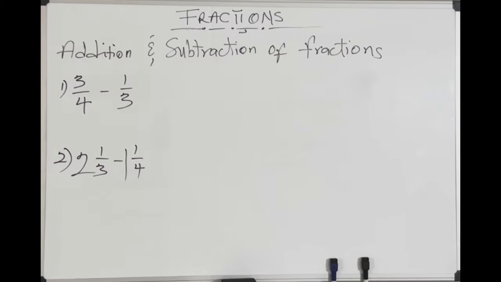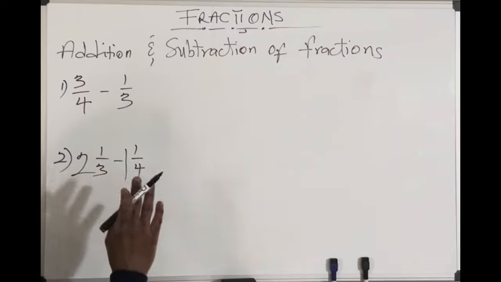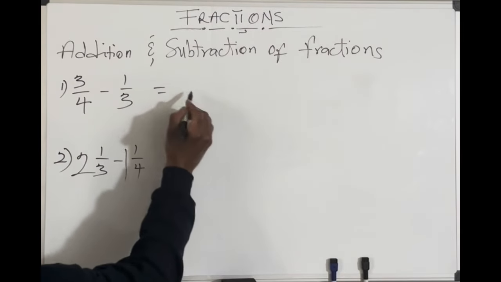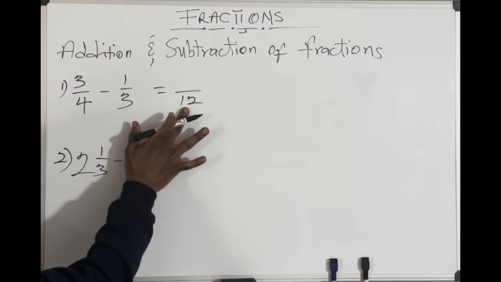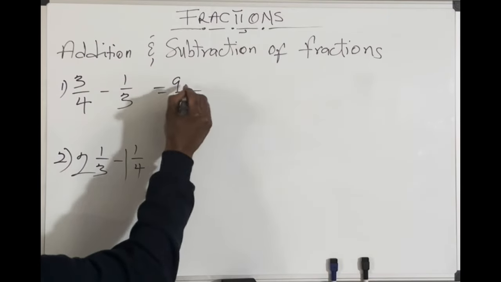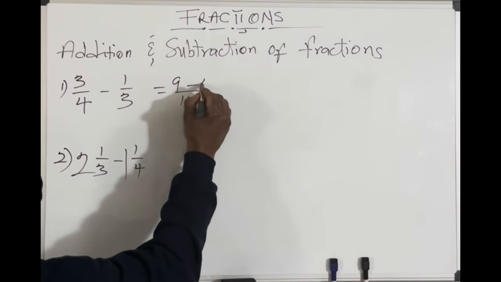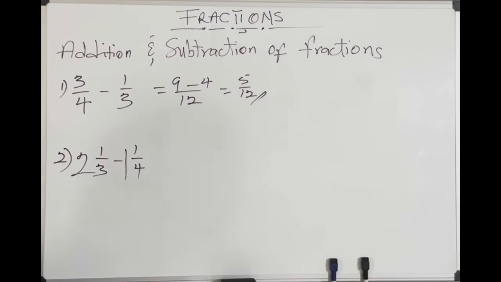So let's try these two examples for subtraction since we did some examples for addition. So the same process, we try to get the same denominator. Then this will be what? 12. Okay, 4 goes into 12, 3 times, 3 times 3 is 9, minus 3 goes into 12, 4 times, 4 times 1 is 4. Final answer is what? 5 over 12. Okay, all right.